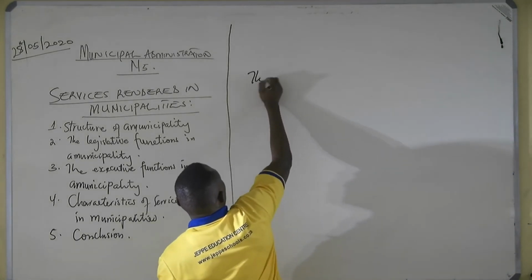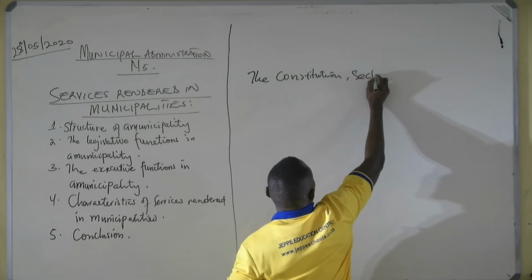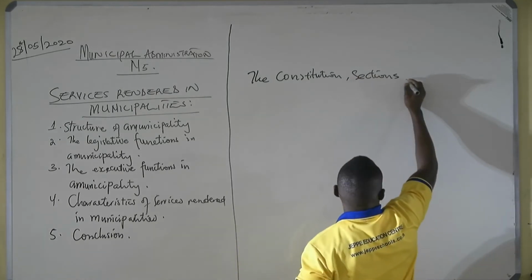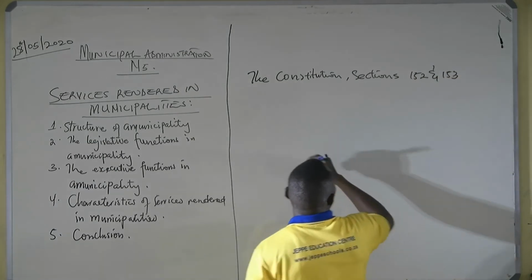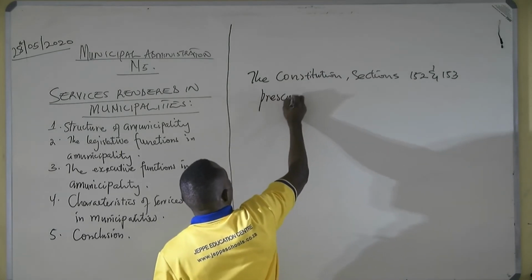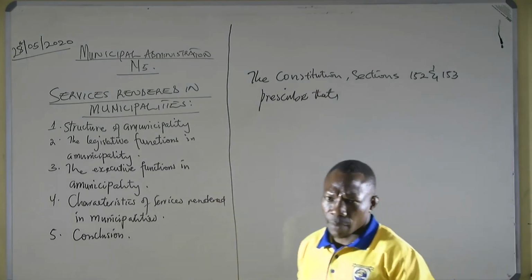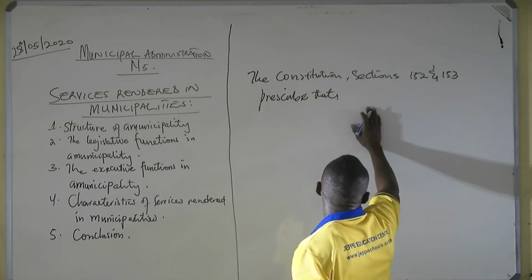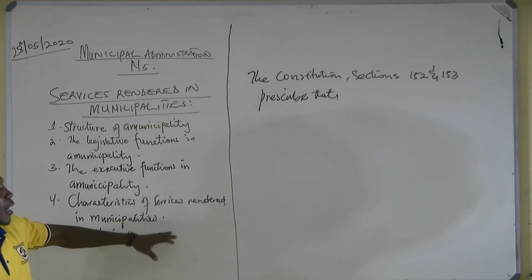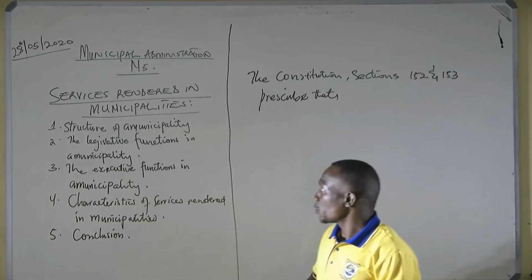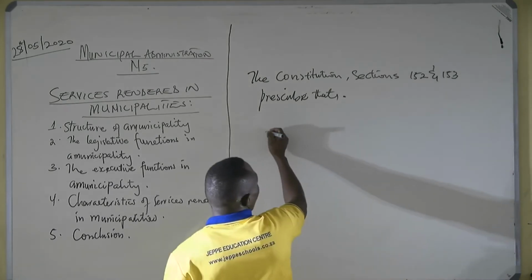according to the Constitution, sections 152 and 153 prescribe that the local government should make sure that it puts into consideration all the aims and also delivers all the services that should be delivered to each and everyone in the community.